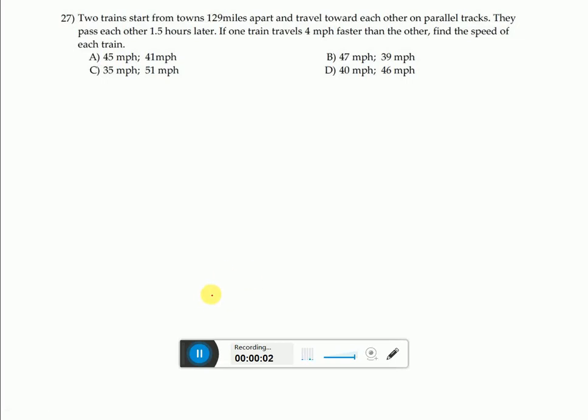In this problem, we are given that two trains start 129 miles apart from each other, and then they travel toward each other on parallel tracks. They meet after 1.5 hours, and one train travels 4 miles per hour faster than the other one. Find the speed of each train.